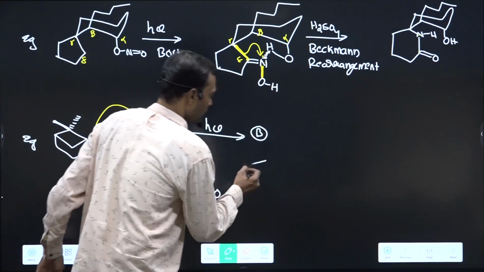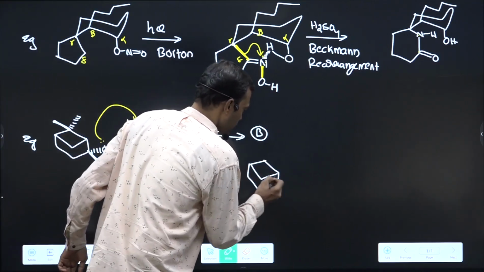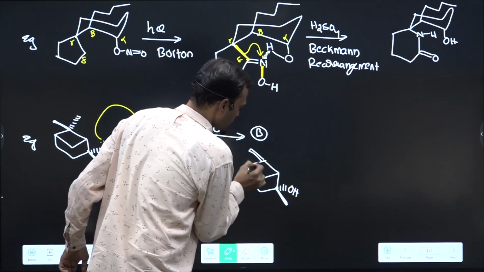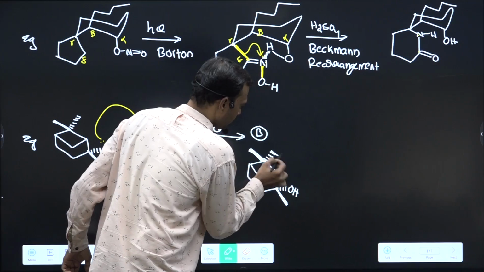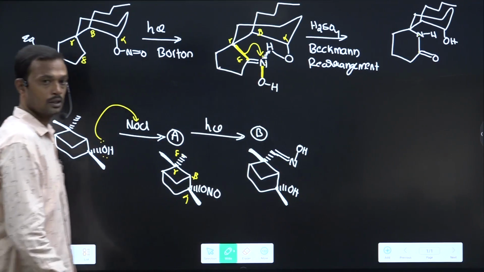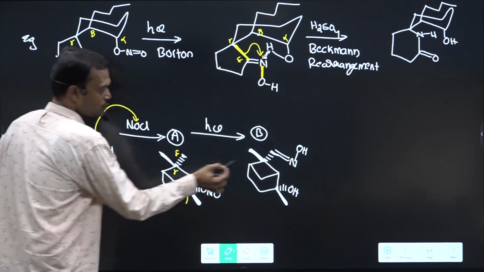So what is your answer B? This is as it is, thick line, and here I am writing alcohol. This is thick line methyl. Here dotted line attaches to double bond, and here it is NOH, oxygen. This is the carbon. This carbon attaches to nitrogen.